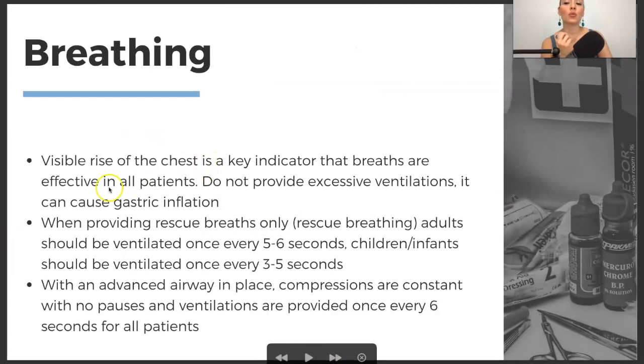All right, breathing. Once again, visible rise of the chest is a key indicator that breaths are effective in all patients. You don't want to provide excessive ventilations. It can cause gastric inflation. When you're only doing rescue breaths, you're not doing compressions, then adults should be ventilated once every 5 to 6 seconds. Children and infants should be ventilated once every 3 to 5 seconds. Remember that children tend to breathe a little bit faster than adults.